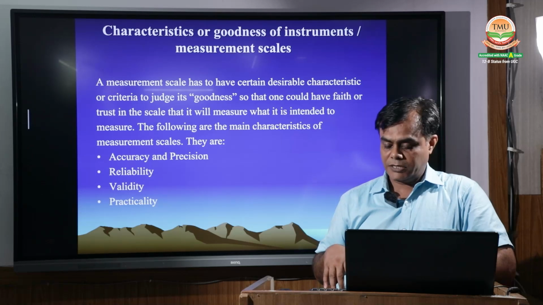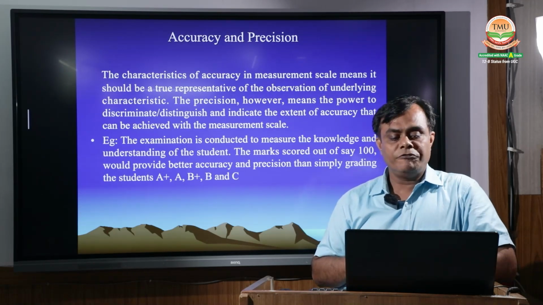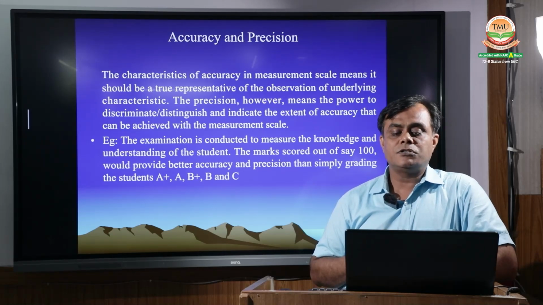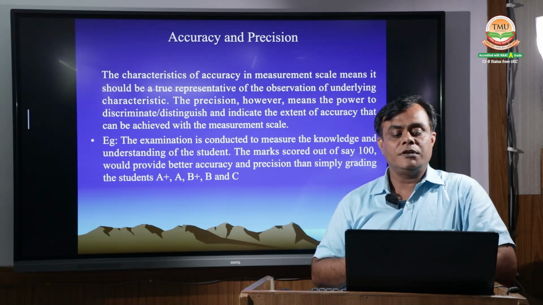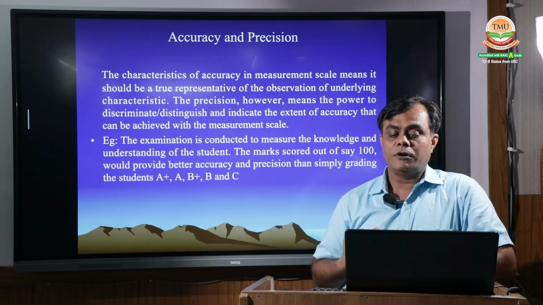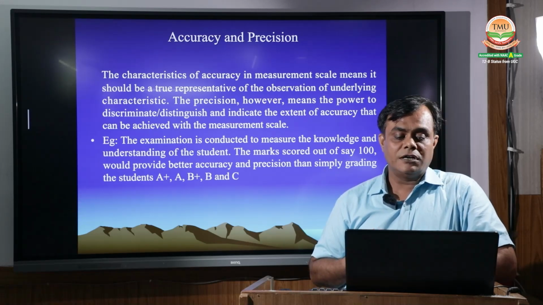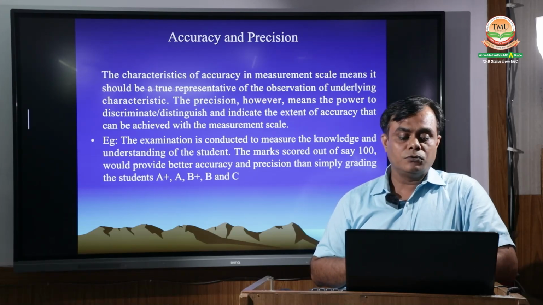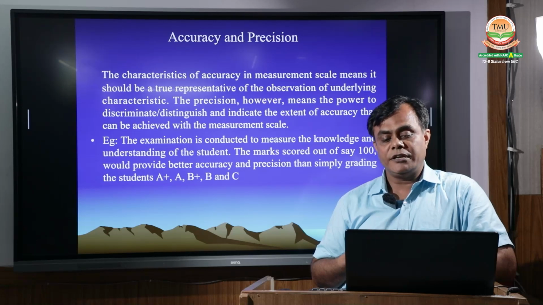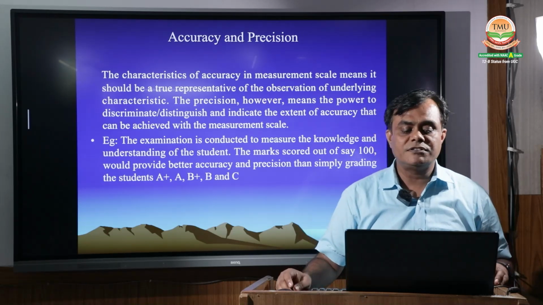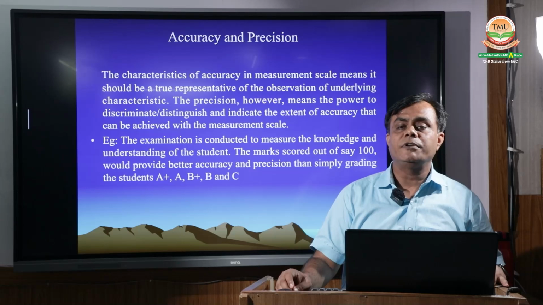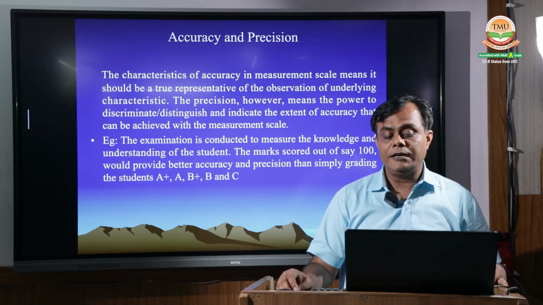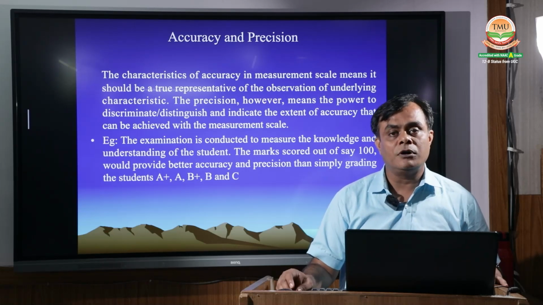Next is accuracy and precision. We are elaborating accuracy and precision in this slide. Accuracy in a measurement scale means it should be a true representative of the observation of the underlying characteristics. Precision, however, means the power to discriminate, distinguish or indicate the extent of accuracy that can be achieved with the measurement scales. Whatever measurement scales you have decided, is that instrument able to achieve it or not?